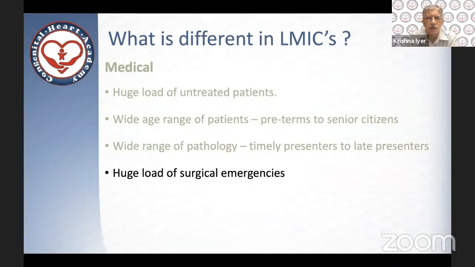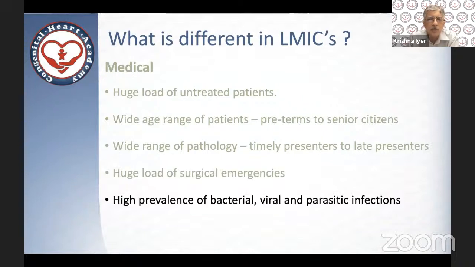In some of the government hospitals, the hospital I worked in previously, we probably had 1 to 2 pediatric surgical emergencies every day. And then there is a high prevalence of bacterial, viral, and parasitic infections, along with varying levels of congenital heart disease, which add to the complexity of providing surgical care for these patients.